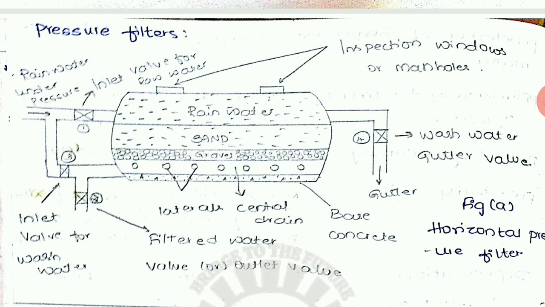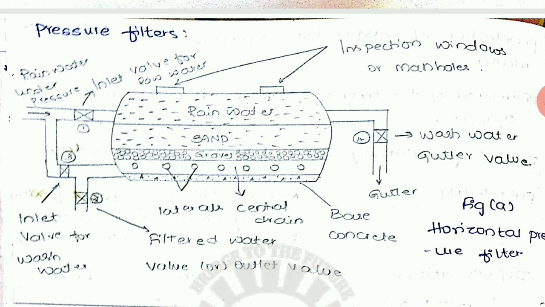at valve numbers 3 and 4. The inlet valve is number 1 and the outlet valve is number 2. Numbers 3 and 4 valves are provided for washing the water. In the inlet, the rainwater will be supplied, enters into the cylinder through the inlet, and this water will be stored above the sand layer.